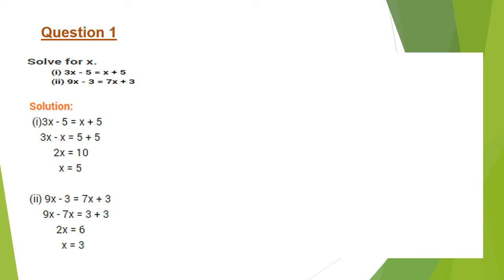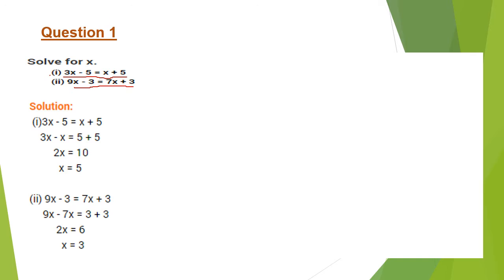Children, let us discuss some questions. Question number 1, solve for x. What does question number 1 mean? Solve for x means we want to find the value of x. So they have given two equations here. One is 3x minus 5 is equal to x plus 5. In this linear equation in one variable, we want to find the value of x. Then the second equation is 9x minus 3 is equal to 7x plus 3. So we want to solve these two equations for x.